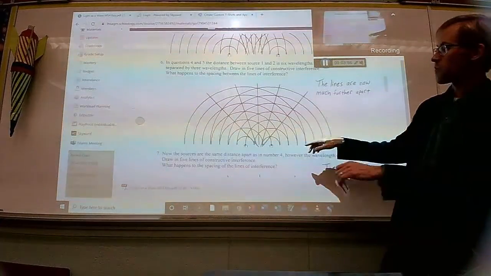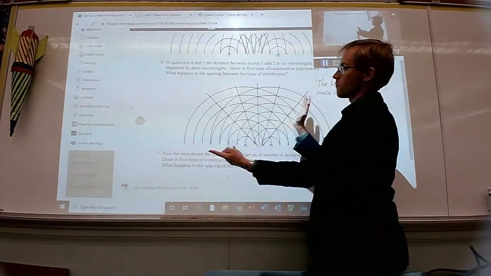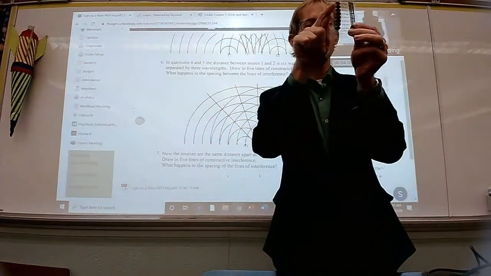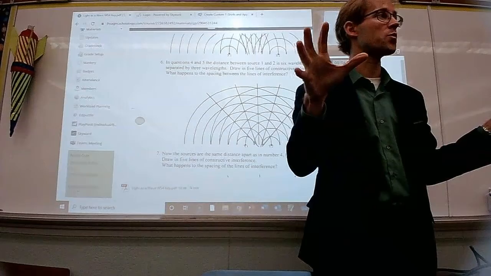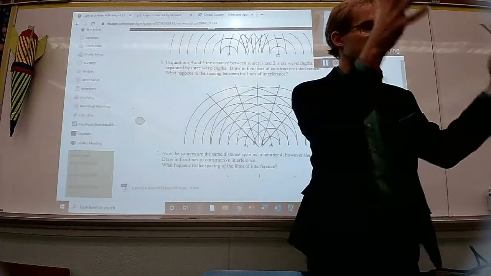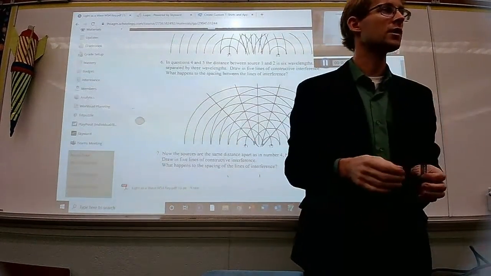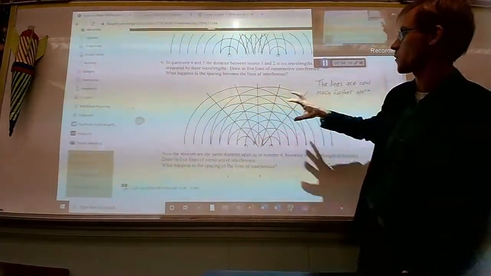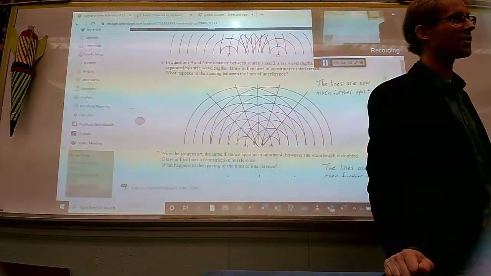Because as we brought these wave sources closer together, the maximum lines got more and more spread out. And when we shined a laser through slits that were close together, the dots were more spread out. As the slits were further apart, the dots got closer together. It's an inverse relationship with this, and it's an inverse relationship with this. I've got one more thing that we want to talk about with this, though.